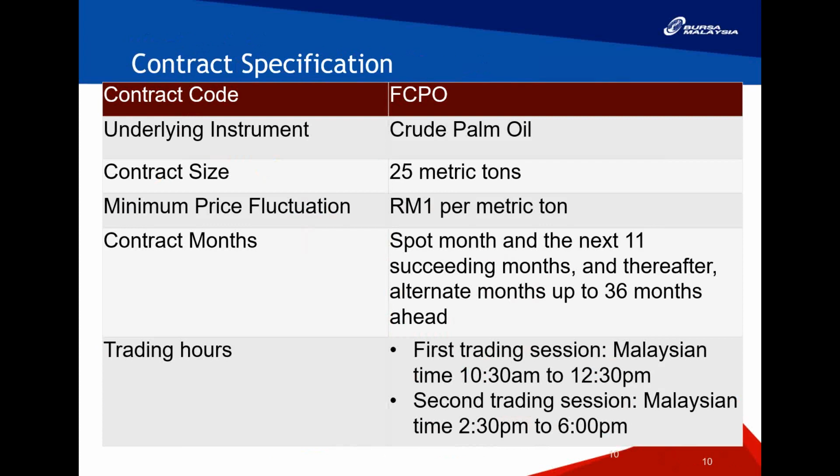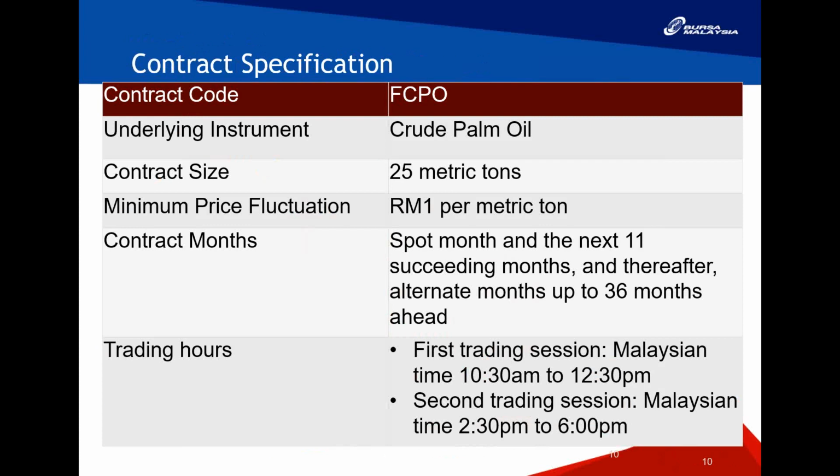And the contract size for this contract is 25 metric tons. That is the reason why, every time the price moves up 1 ringgit, your P&L will be up by 25 ringgit. This is because every 1 ringgit in the FCPO price is multiplied by 25 times. That's why you get the 25 ringgit.